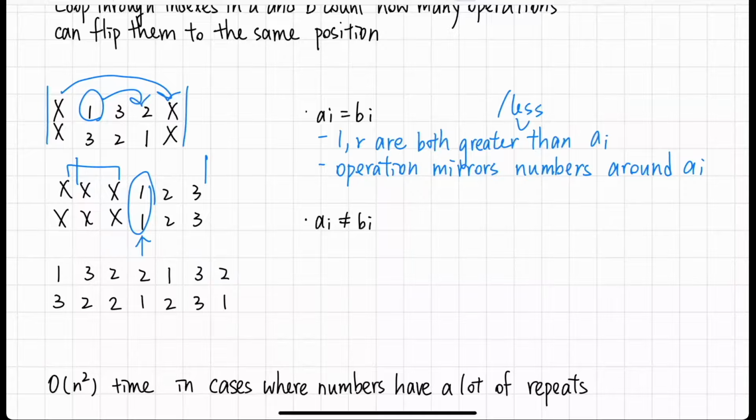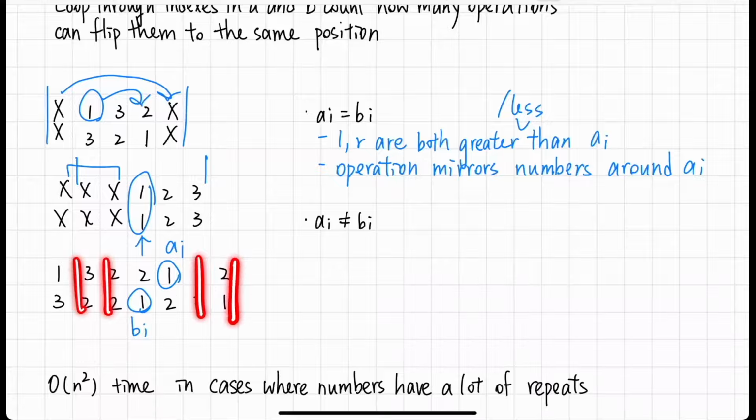Let's look at sample input 3. We can look at the case where AI is here and BI is here. This is the case where AI is not equal to BI, and the operation would be this one, or this one, or this one. And it would all flip these two numbers together.